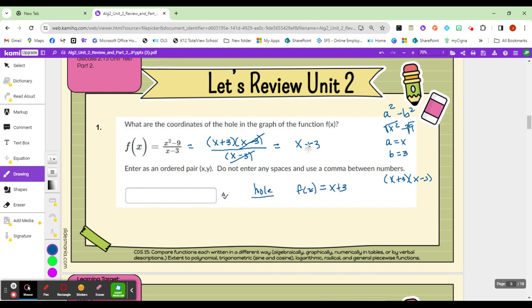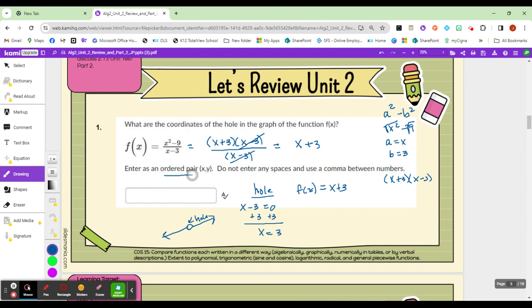My hole occurs where that binomial canceled out. So you ask, what canceled out? x minus 3 canceled out. You set that equal to 0 and solve for x. So there's a hole in the graph, a literal hole in the graph, where x is equal to 3.